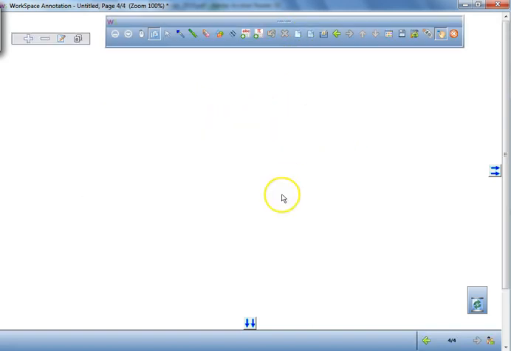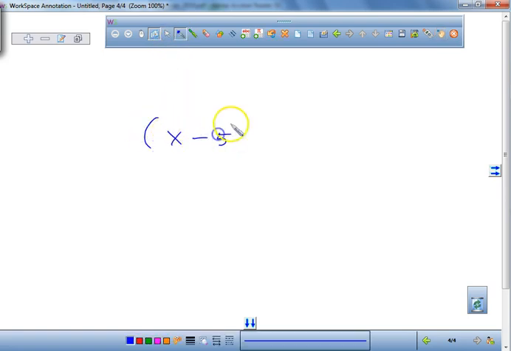Quick test? Here we go, quick test. I'm going to do x minus 5 squared. What do you guys think? X minus 5 squared. Go ahead. Give it a shot. X squared. Yes.